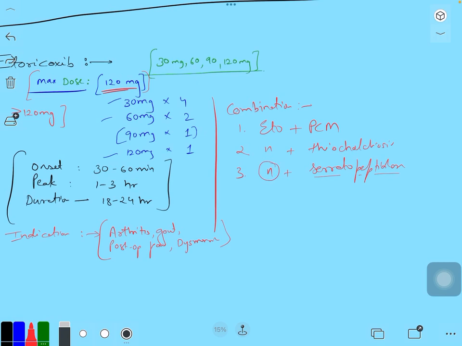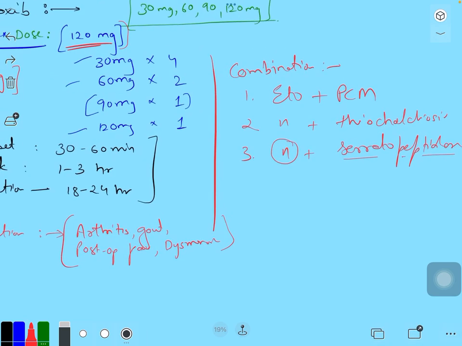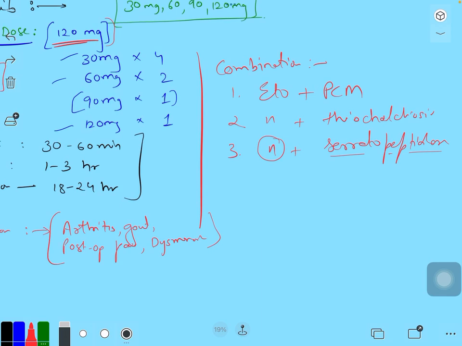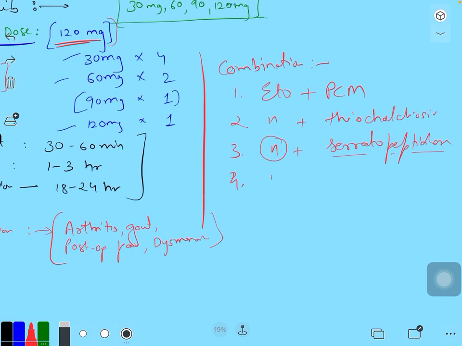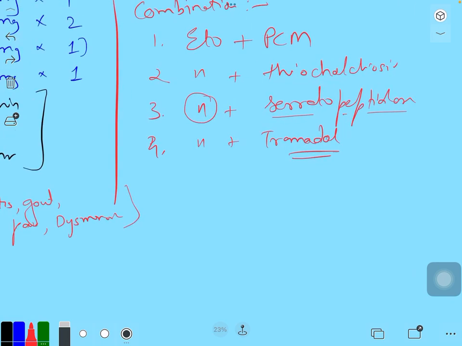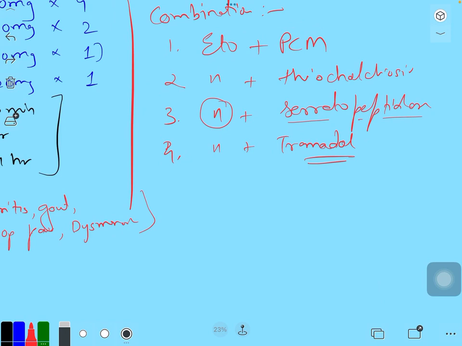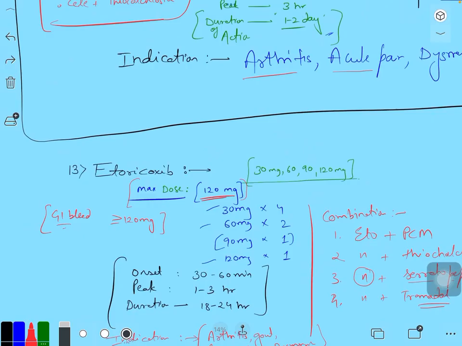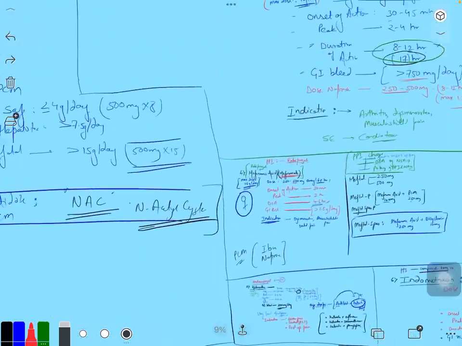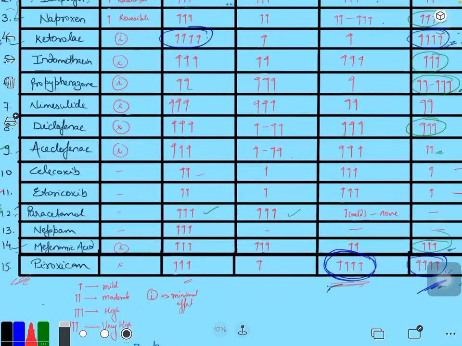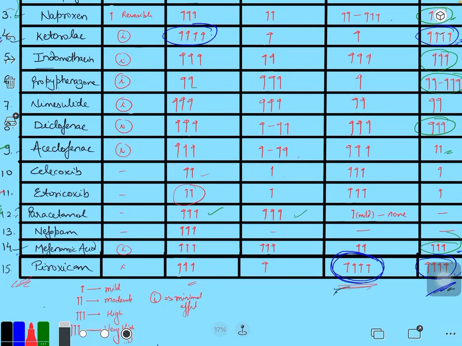And lastly, you can use Etoricoxib with tramadol. Tramadol is a very good painkiller, right? Because Etoricoxib has less potency for analgesic effect, we give tramadol alongside it to complete the combination. See, Etoricoxib has less, this also has less, so we add tramadol with Etoricoxib to make a better combination pill.